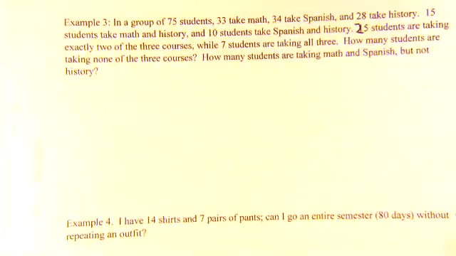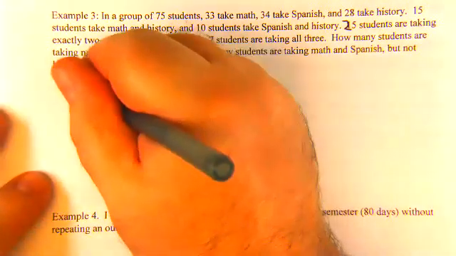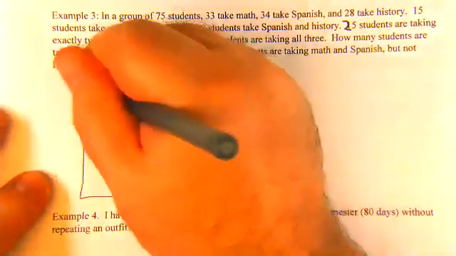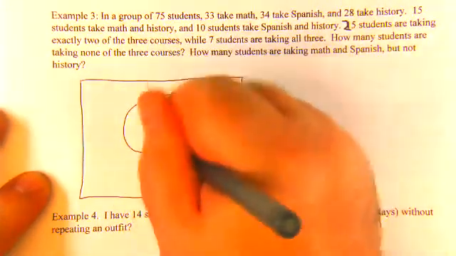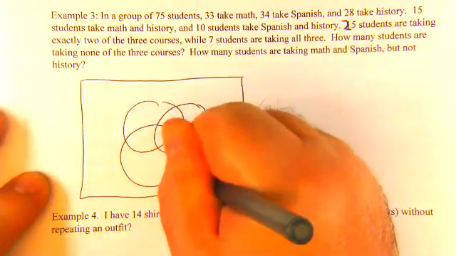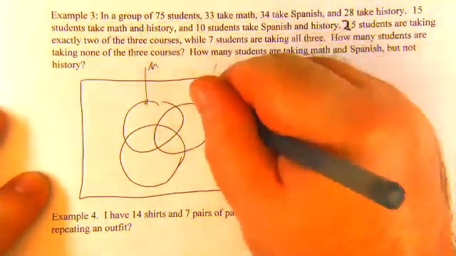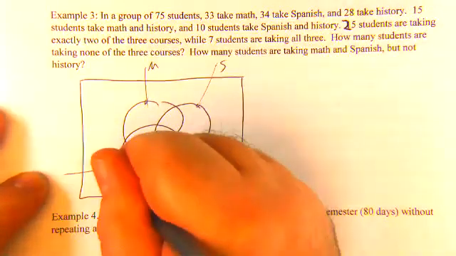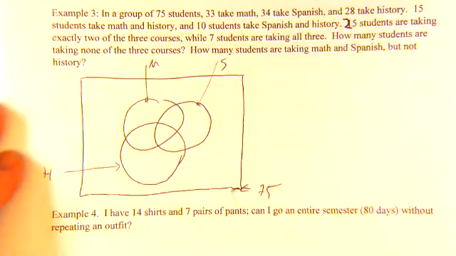You have 3 conditions: math, Spanish, and history. It's really hard to write a table for it. You really have to do this sort of as a Venn diagram. A 3-circle Venn diagram looks like this. We'll say that this is math, this is Spanish, this is history, this is the entire class of 75 students.